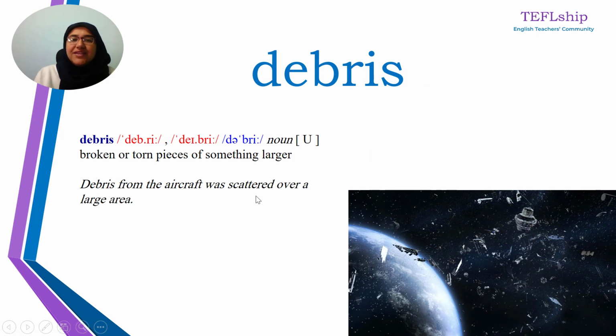Debris. These are the broken pieces of something that is larger, you know, like debris from the aircraft was scattered over a large sea. Or debris from the satellite. It means that the aircraft or the satellite were broken, and now there are broken pieces from it. So instead of saying the broken pieces, you can say the debris.